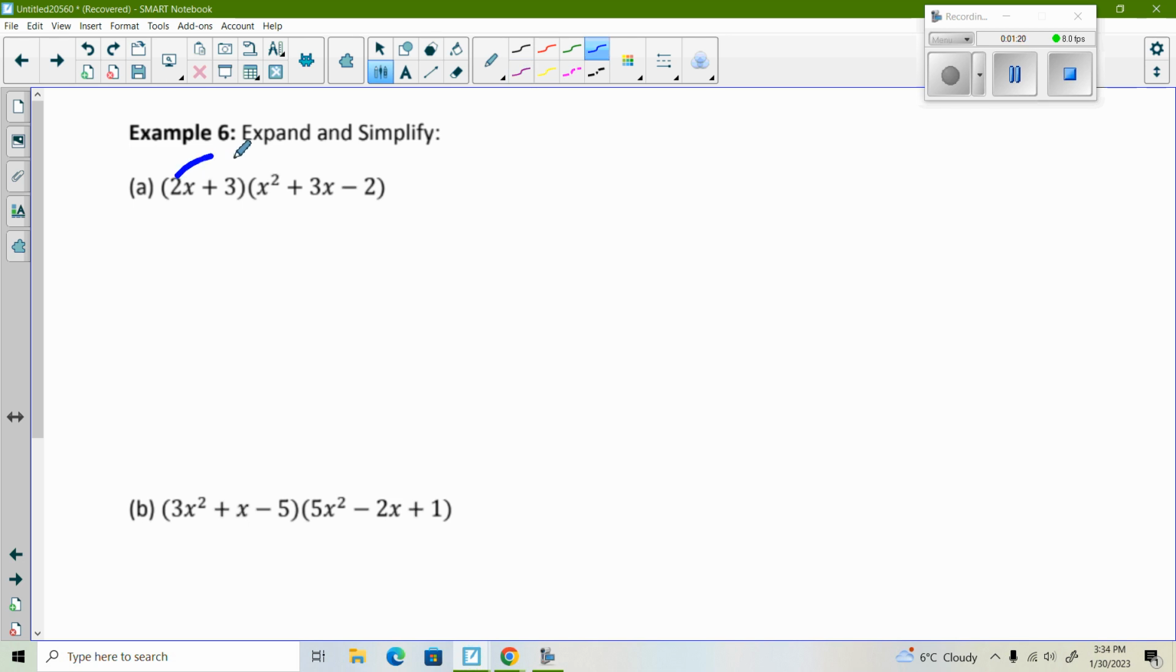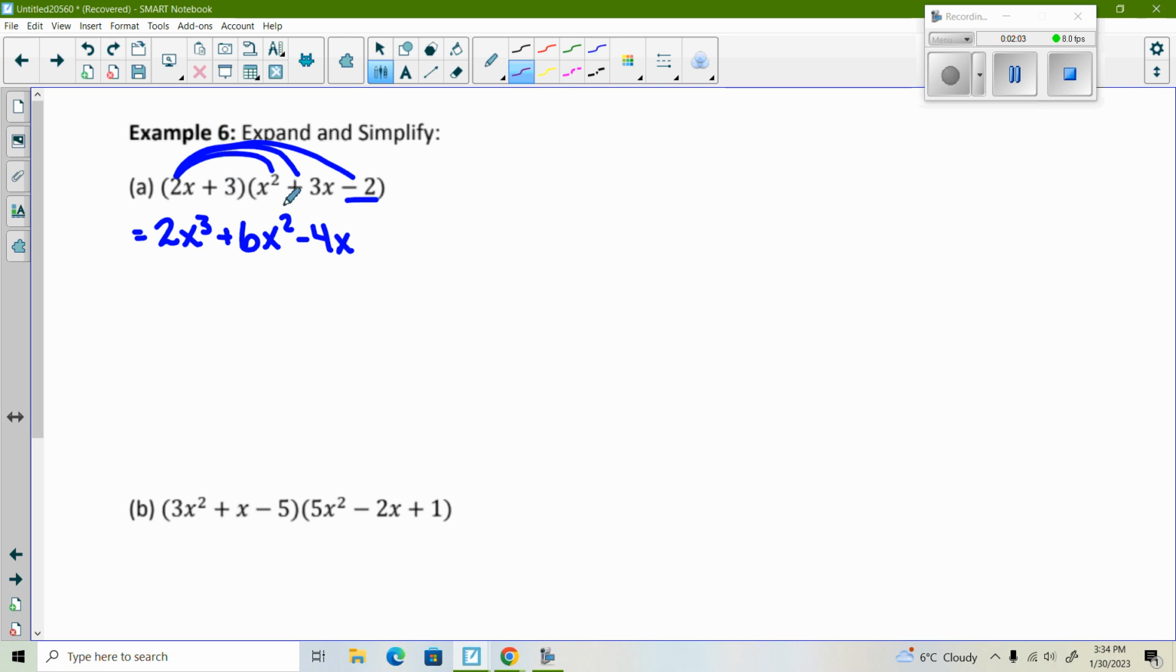I'm going to take 2x and I'm going to times that by x squared. So that would be 2, because that's the same as 2 times 1, and then we have x times x squared, which is x to the 3. Then I'm going to take 2x times a positive 3x. That's 2 times 3 is 6, and x times x is x squared. So together we have 6x squared. Then I'm taking 2x and I'm timesing it by a negative 2. Remember to take the sign with it. 2 times a negative 2 is a negative 4, and we have that x here on the 2. Okay, so negative 4x.